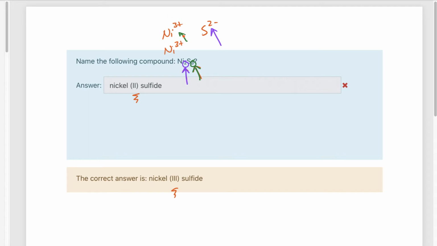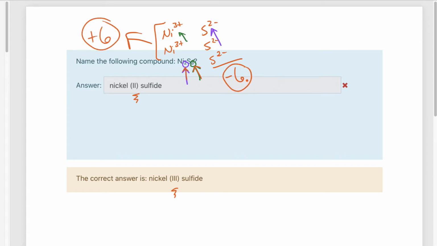Each have a +3 charge. I have 3 sulfides. Each have a -2 charge. Well, if I add up those values, that's a -6. If I add up these two, that's a +6. And notice what we have. We have equal and opposite charges here. That's what you always see for these ionic compounds.